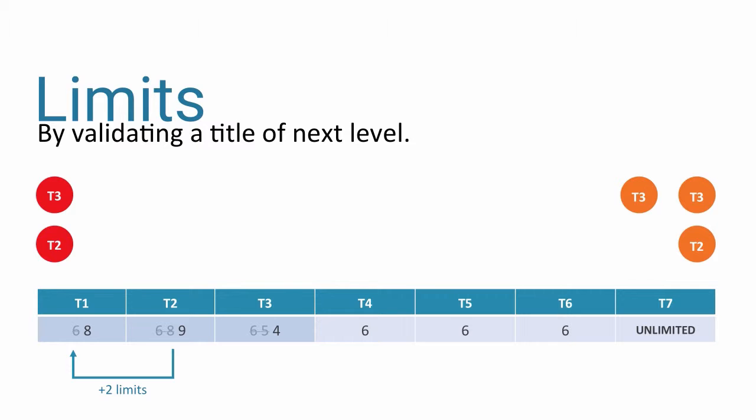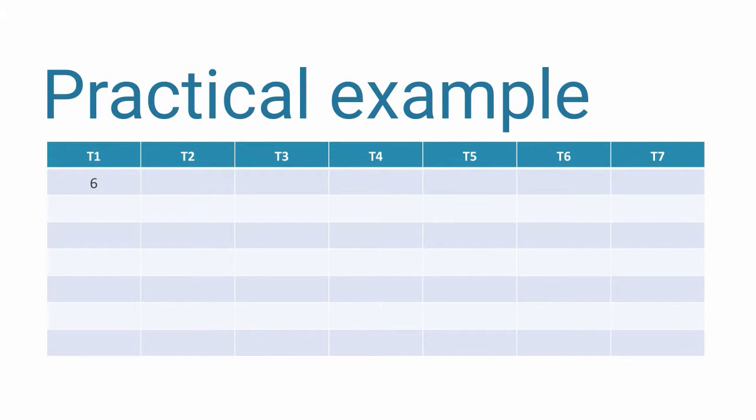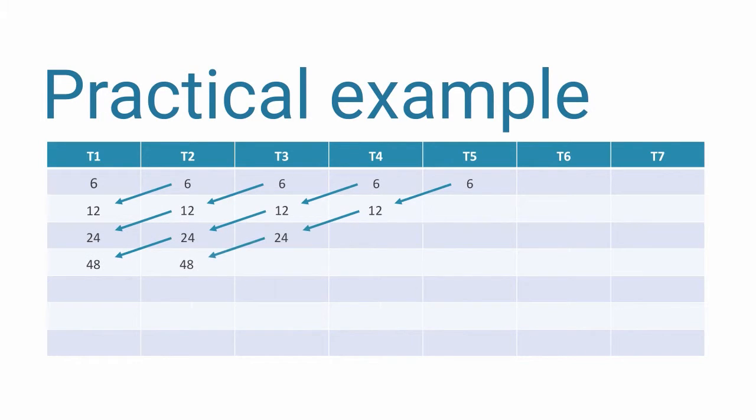So being in passive mode only, we are going to keep moving to upper levels, as our lower level limits are decreasing. We have to validate titles of a higher level for getting the limits for our lower ones. And we will do that until we reach the 7th level.